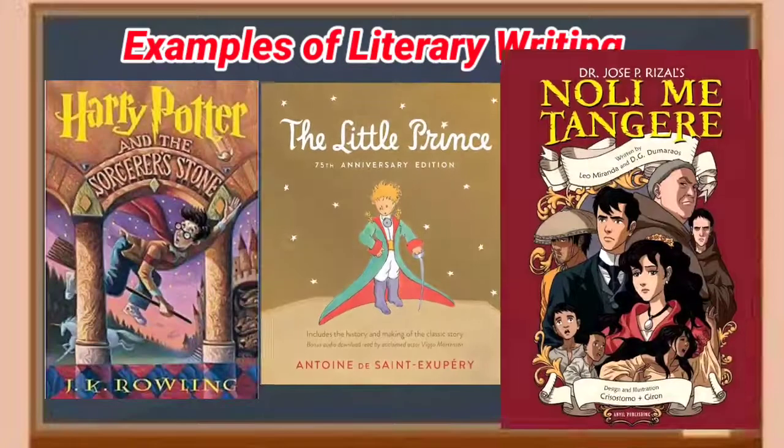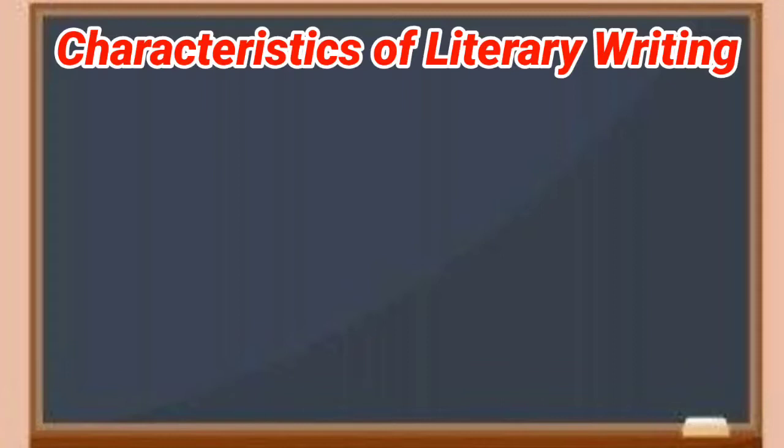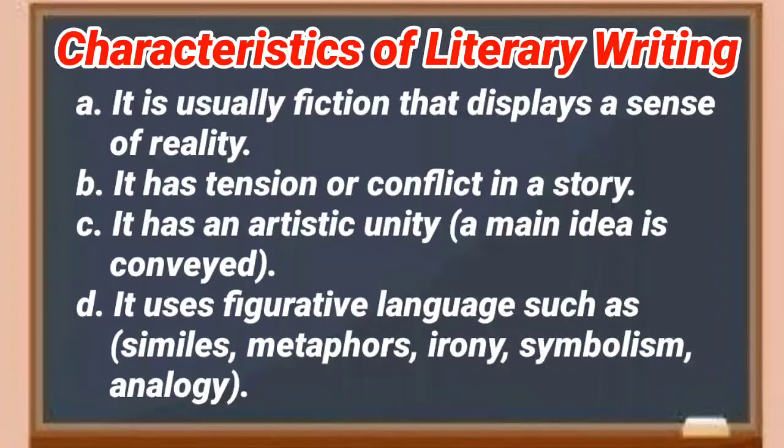Here are some examples of literary writing. What are the characteristics of literary writing? The characteristics of literary writing are as follows. It is usually fiction that displays a sense of reality. It has tension or conflict in a story. It has an artistic unity where a main idea is conveyed. It uses figurative language such as similes, metaphors, irony, symbolism, and analogy.